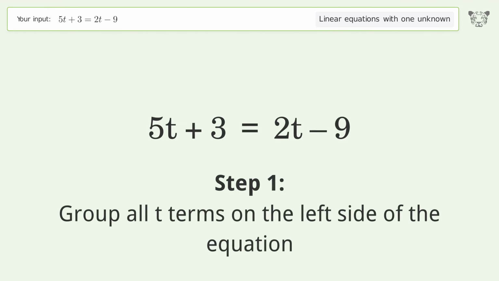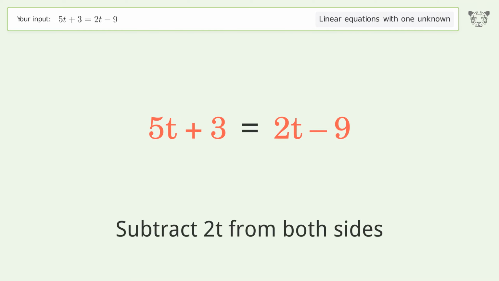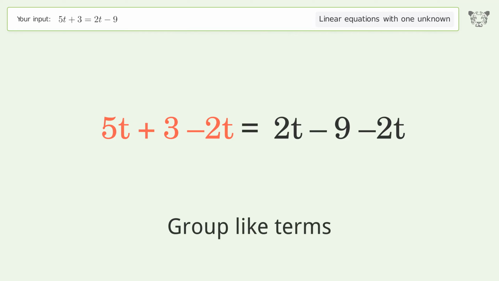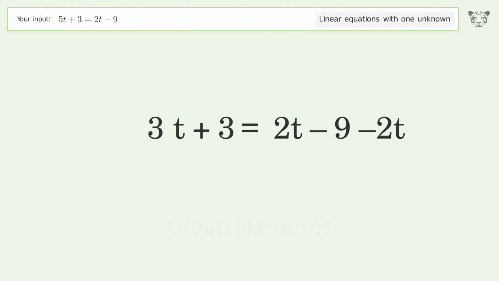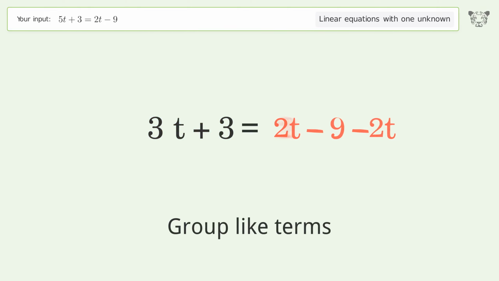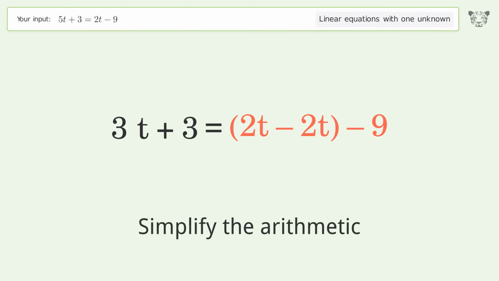Group all t terms on the left side of the equation. Subtract 2t from both sides. Group like terms. Simplify the arithmetic. Group like terms. Simplify the arithmetic.